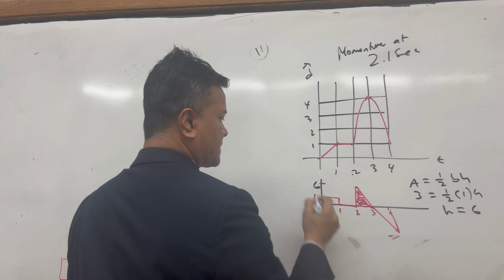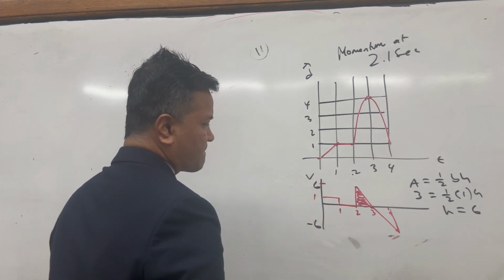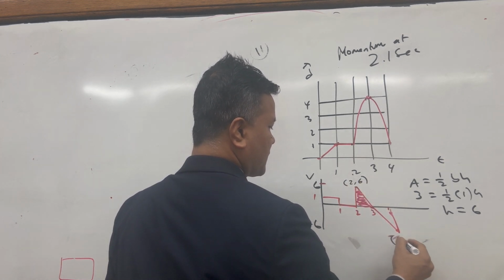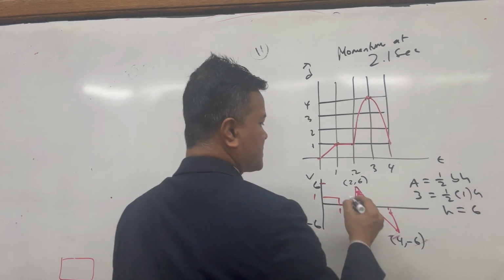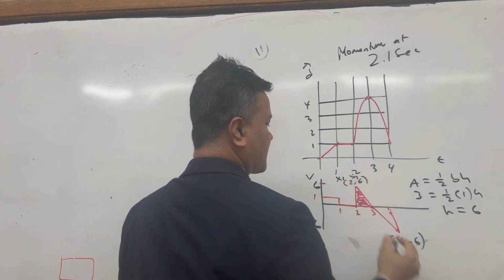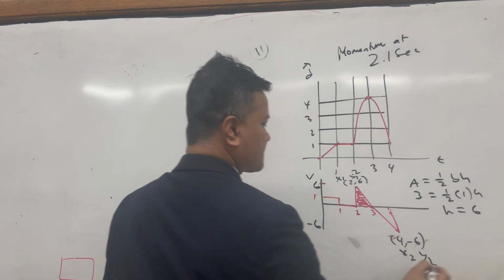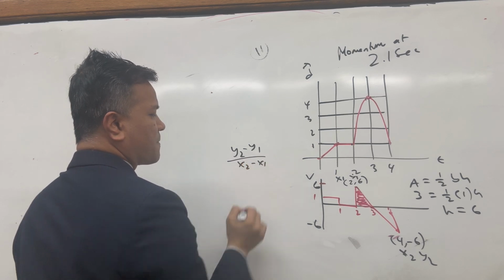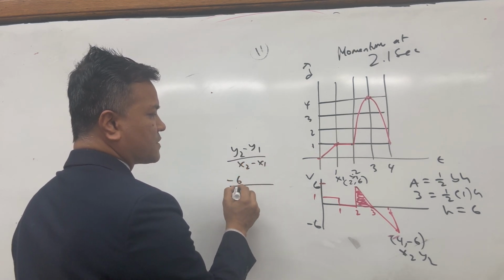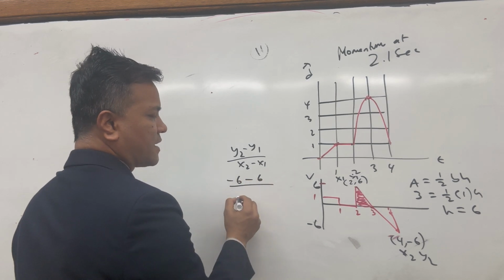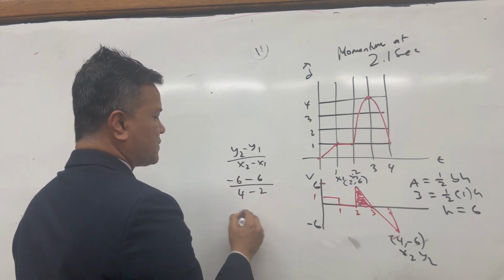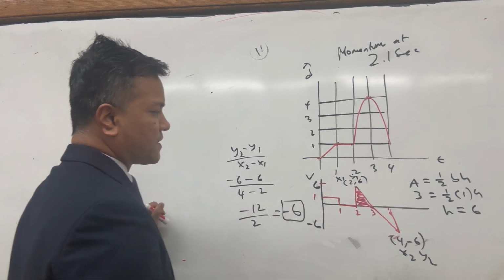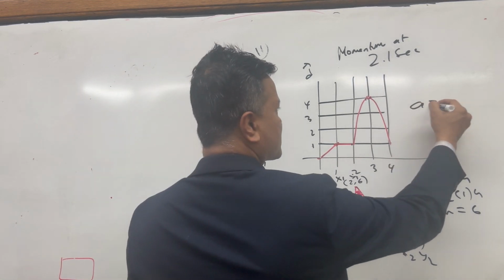This is negative 6. By the way, this is a vertical graph. So this one is 2 comma 6, and this one is 4 comma negative 6. So this is your x1, y1, x2, y2. So y2 minus y1 over x2 minus x1. What is y2? Minus 6. Y1 is 6. X2 is 4, minus 2. Minus 12 over 2 is minus 6. That is the acceleration. So acceleration is minus 6.